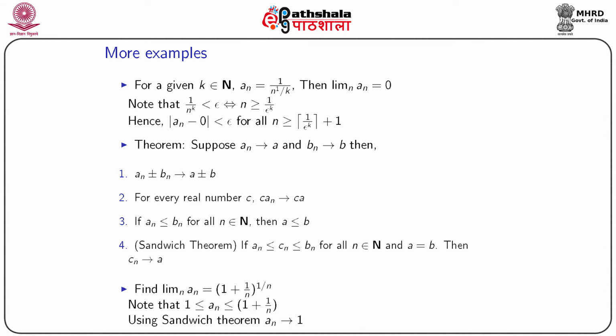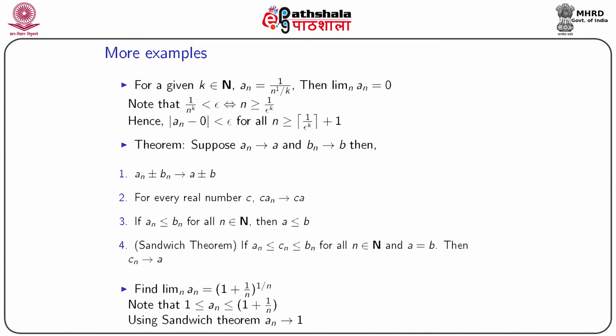If an is less than or equal to bn for all n belonging to the set of integers capital N, then a is less than or equal to b. And the last result, that is very important, is called the sandwich theorem. It says if cn is in between an and bn, that means an less than or equal to cn less than or equal to bn for all n greater than or equal to capital N, and a is equal to b, that means both the extreme sequences an and bn are converging to the same number a, then the sequence which is in between will converge to a. That means cn is converging to a.